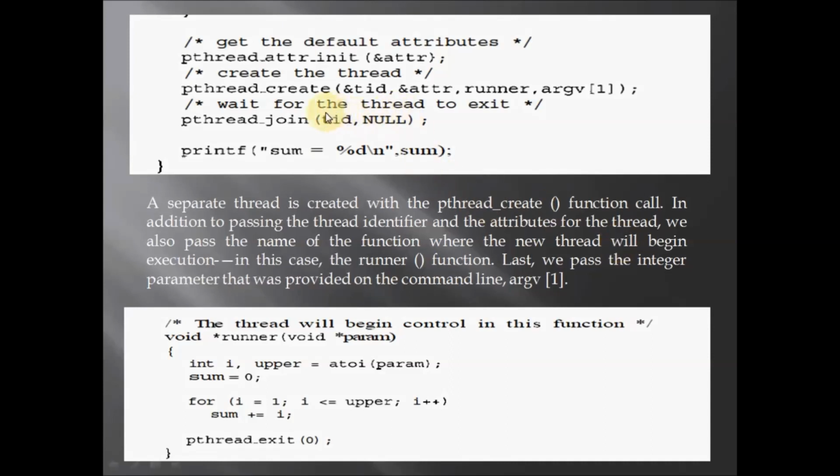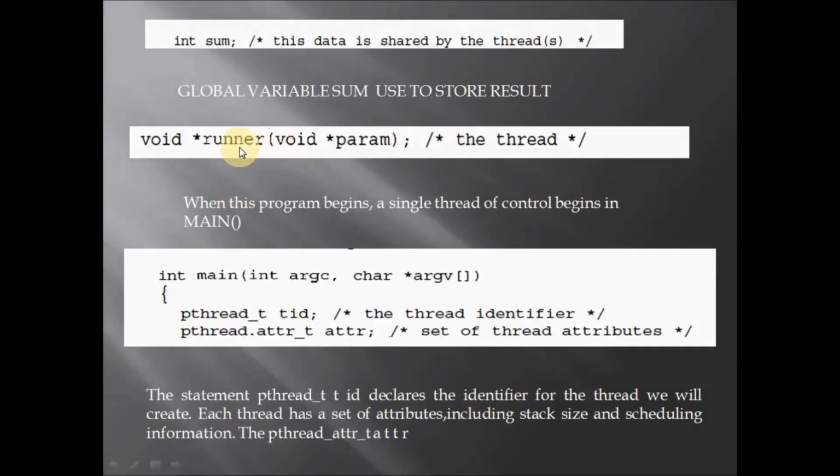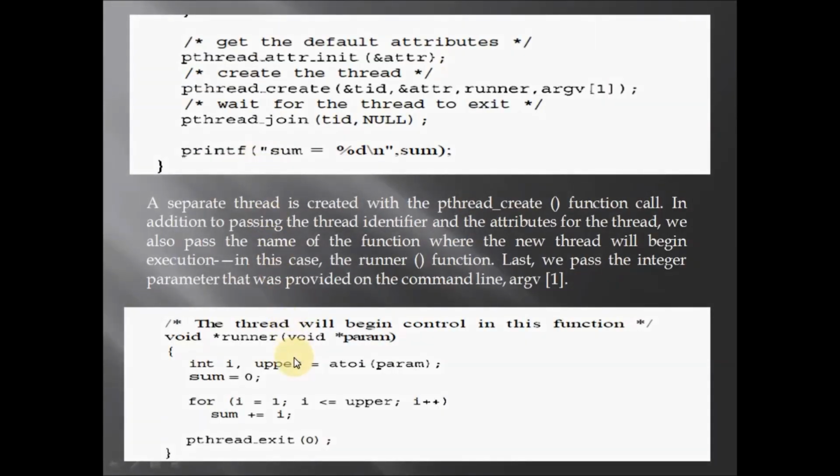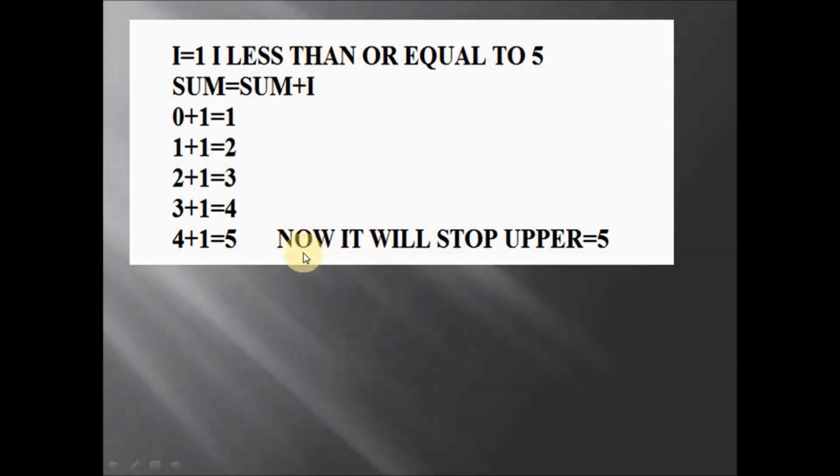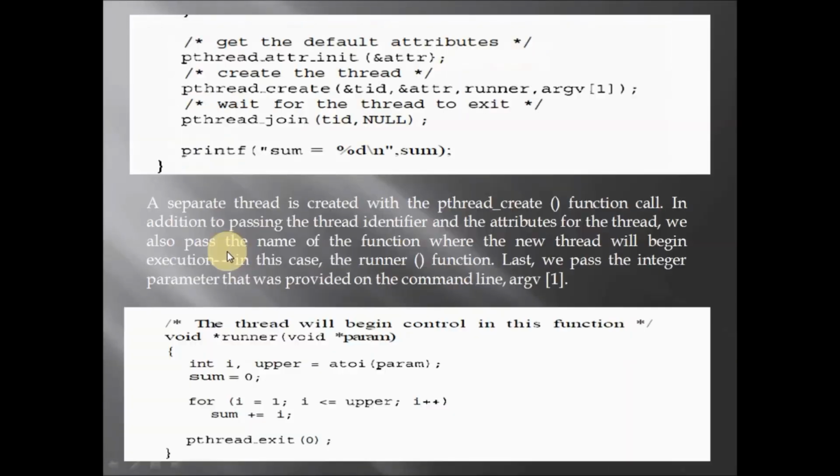Now one more important thing here: we have used pthread_join. Why do we use this? The parent process has to wait until the child process finishes the execution, because the child process contains the runner function, and this runner function has to be executed, right? The control is now with the child. So the parent has to wait until the child calculates the value. Once the child calculates the value, that's why I used pthread_join.